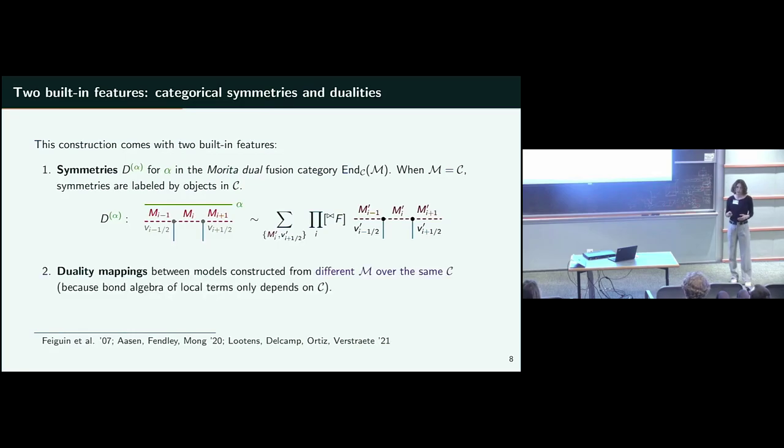The second is that we get duality mappings between anyon chains constructed from different module categories over the same fusion category. And this is because basically the bond algebra of the terms in the Hamiltonian only depends on the fusion category, not on the module category. And these duality maps can be written out explicitly as matrix product operators.